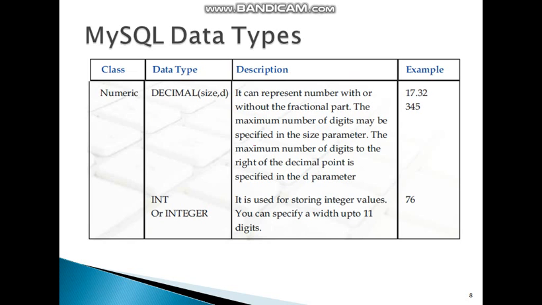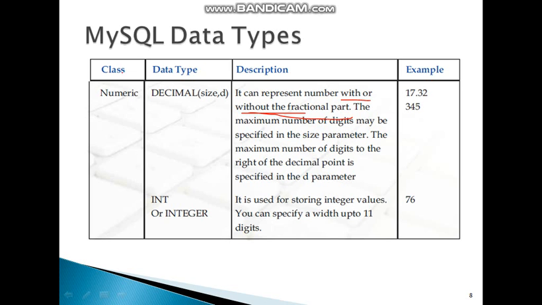Now let's see the numeric data types. Using these numeric data types, we can store numbers with decimal places, or you can simply store integer numbers like 76. Positive or negative numbers can be stored. Let's first look at DECIMAL. From the name itself it is clear. We can store numbers with or without a fractional part. That means the decimal parts.